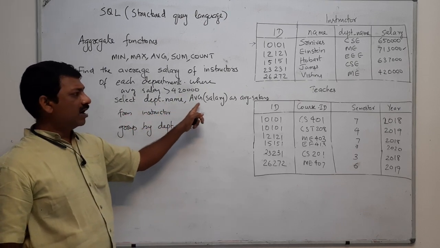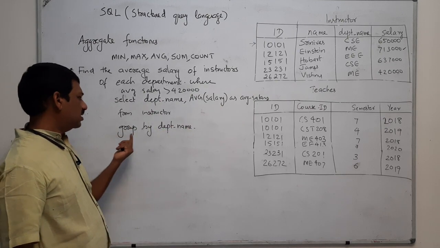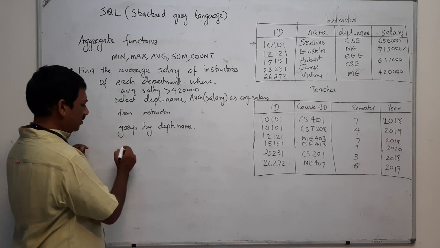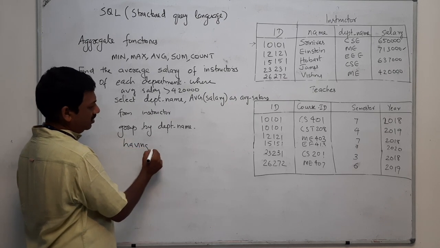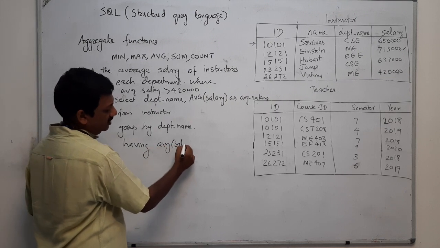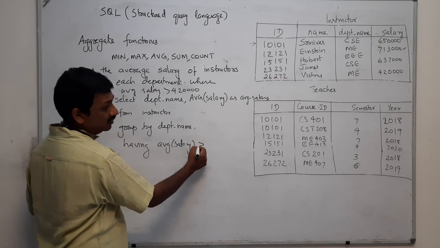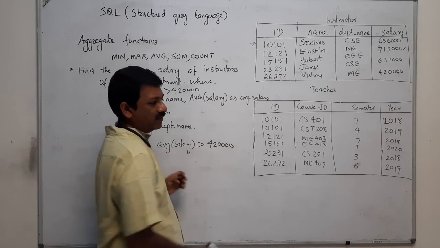Select department name, average salary as average salary from instructor, group by department name, having AVG of salary greater than 4,20,000. Okay, that's it.